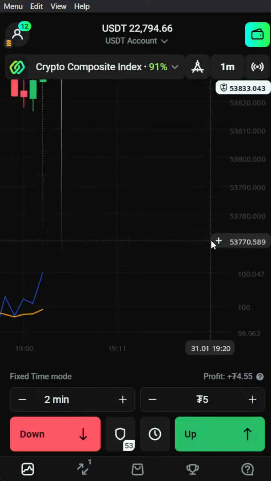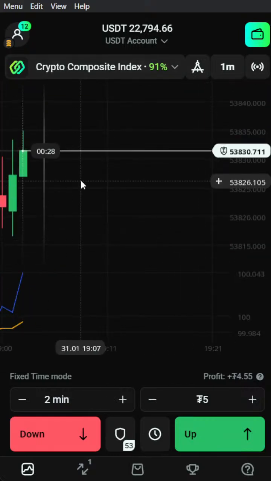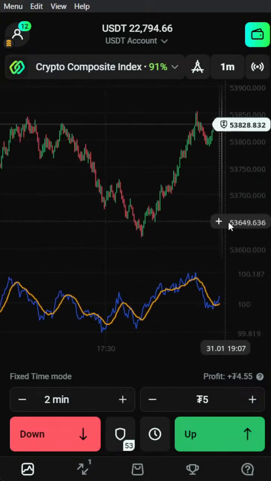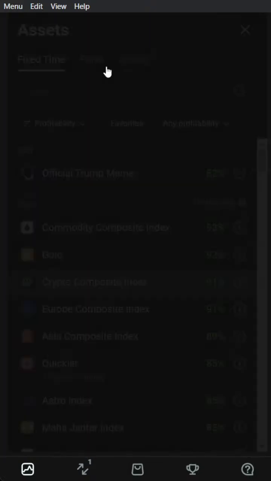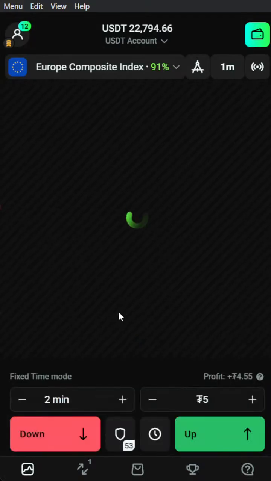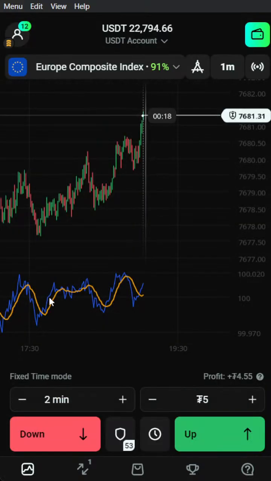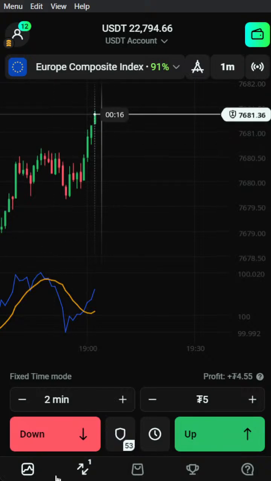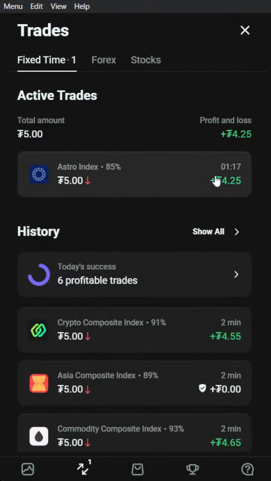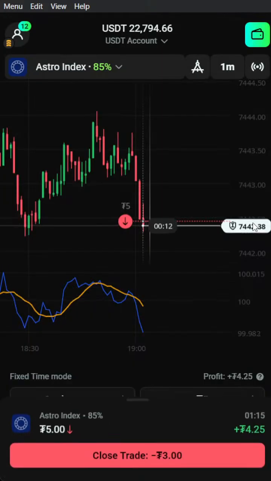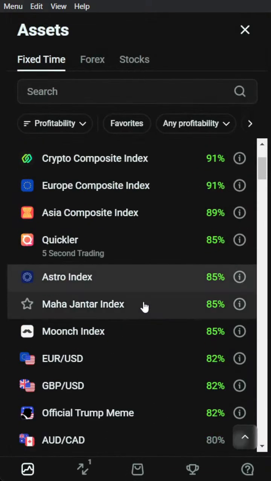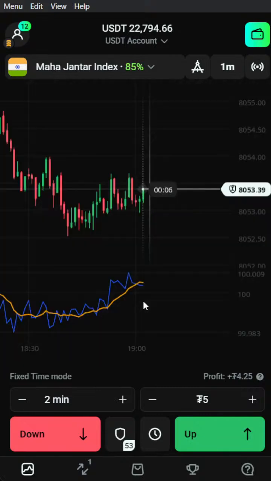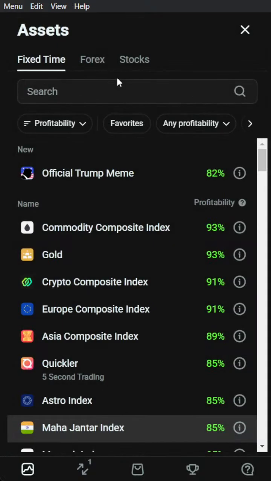Correct? So yes, we are getting a signal in crypto for up direction, but I think the support and resistance level is stopping it from rising more. Okay, Astro, let's check. Right now it's in our favor, but I don't know what happens in the end. So we will see such situations.